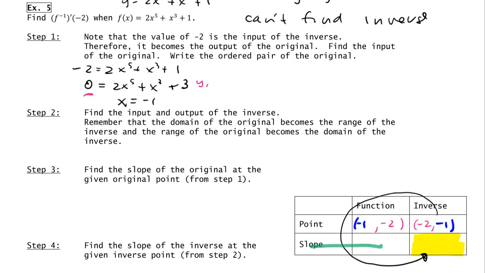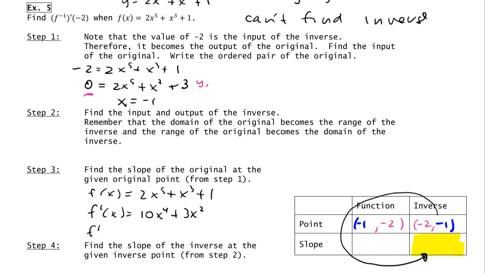Now, can I find the derivative of the function to get this piece? Sure. We know that f is given to us above, so this derivative is 10x to the fourth plus 3x squared. So this box, though, is the derivative at -1. So now I'm going to sub a -1 in. Which is 13. That's 13, but I wanted this highlighted thing to begin with.